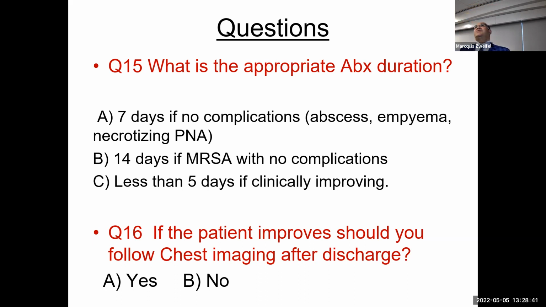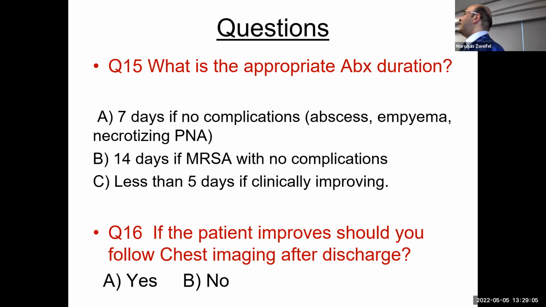Okay. Question 15. What is the appropriate antibiotic duration? Option A, 7 days if no complications like abscess, empyema, necrotizing pneumonia. Option B, 14 days if MRSA pneumonia with no complications. Option C, less than 5 days if the patient is clinically improving quickly. Who would like to go with A? Most of the people. Who would like to go with B?